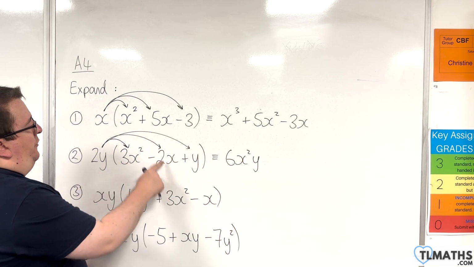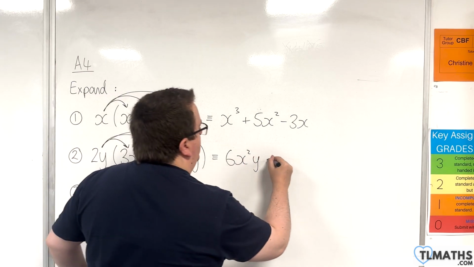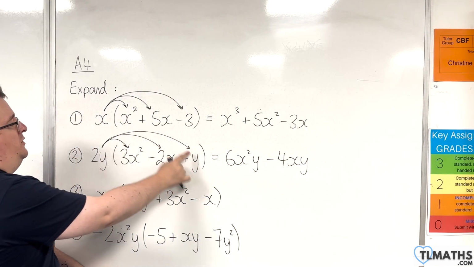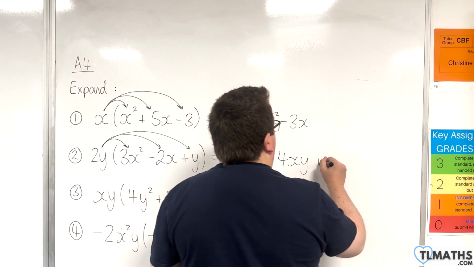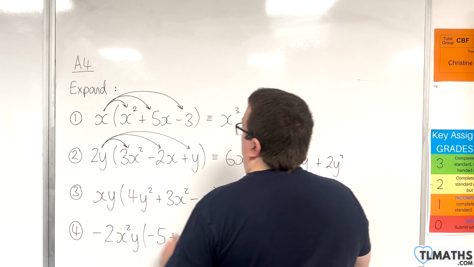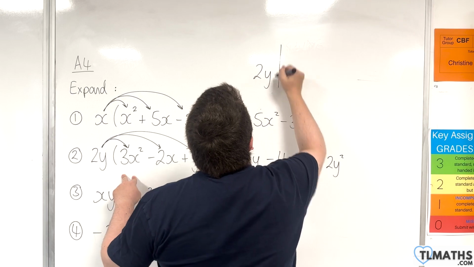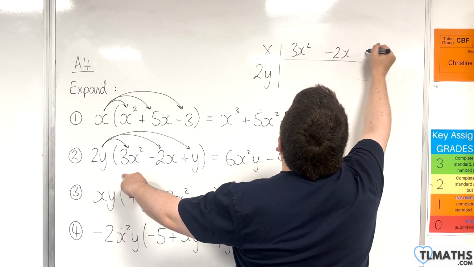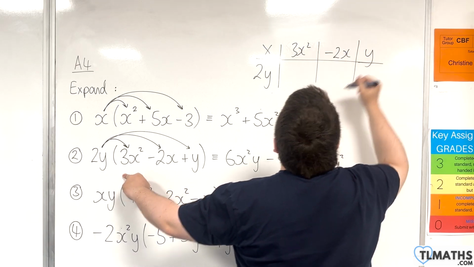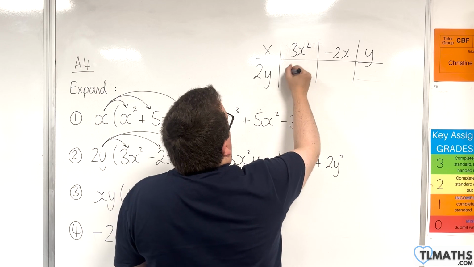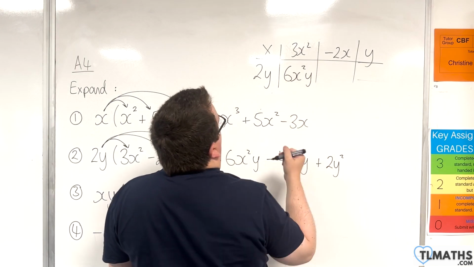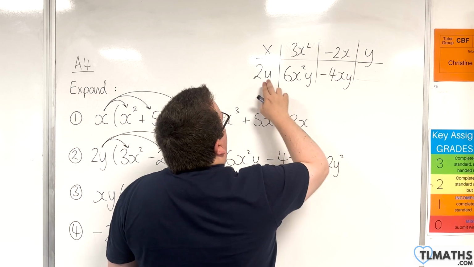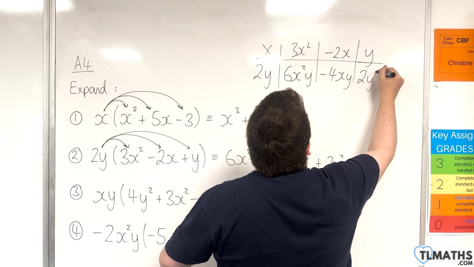Then we have 2y times minus 2x, which will be minus 4xy. And then 2y times y, which is 2y squared. So in a grid, we'll have the 2y, we'll have the 3x squared, the minus 2x, and the y. So 2y times 3x squared will be 6x squared y. 2y times minus 2x will be minus 4xy. And then 2y times y is 2y squared.